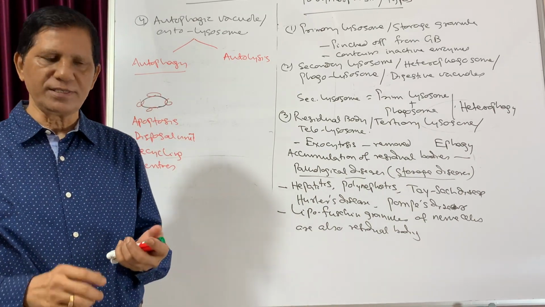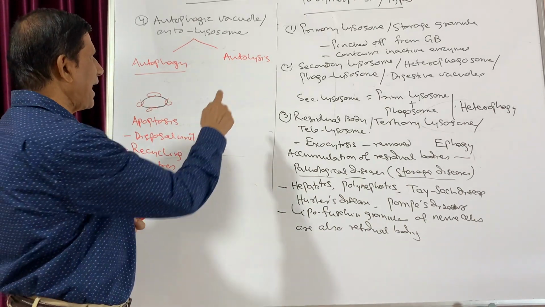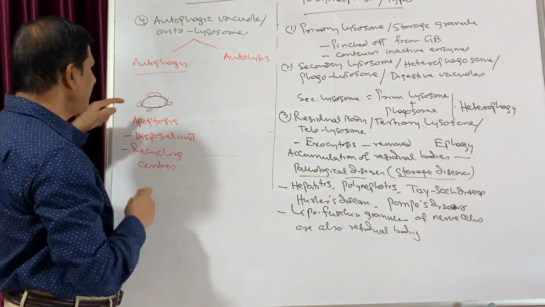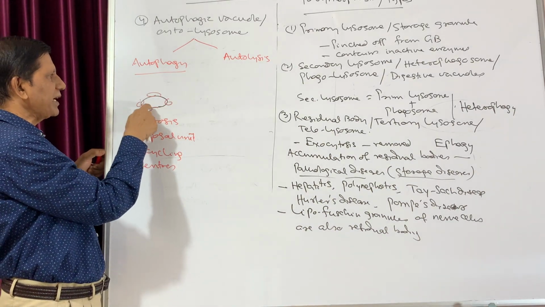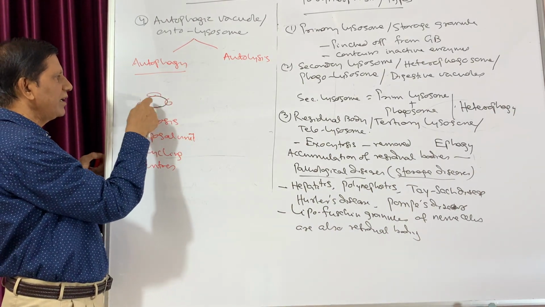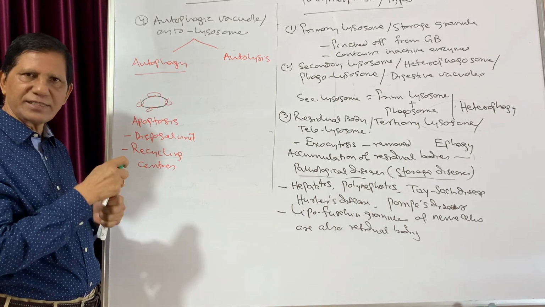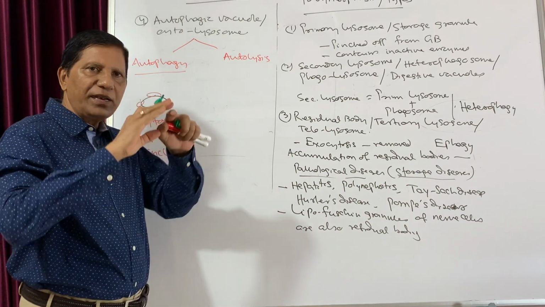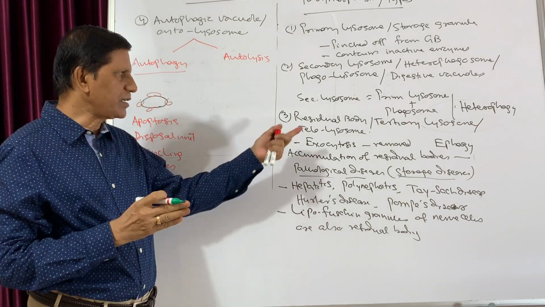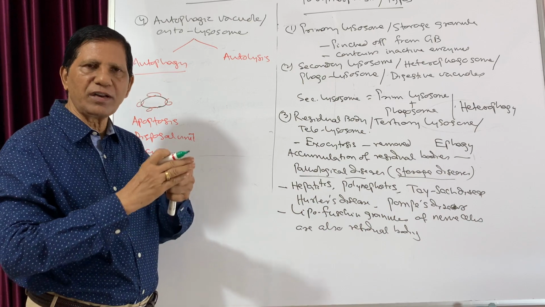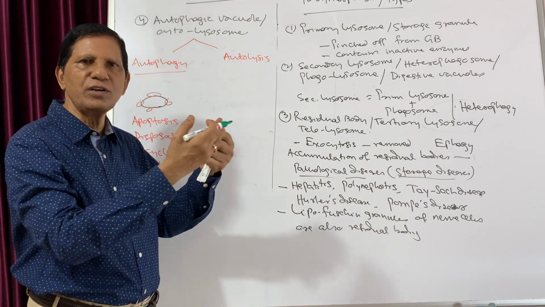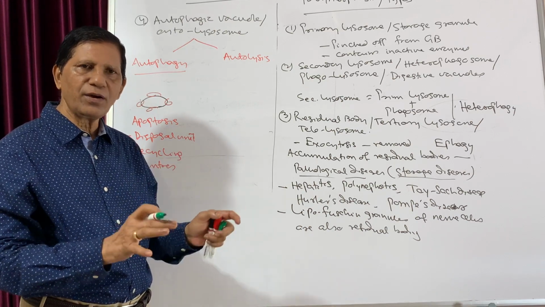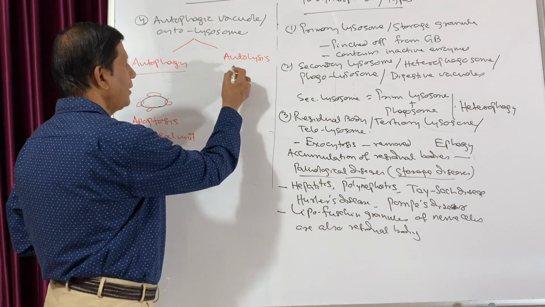Now what is autolysis? Lysis means breakdown, auto means self. In autophagy, the extra or surplus organelle is surrounded by the lysosomes and digested. But in autolysis, the lysosomal membrane, due to the presence of labilizers or something, completely breaks down and all the enzymes come out and digest all the parts of the cell. That is known as autolysis.